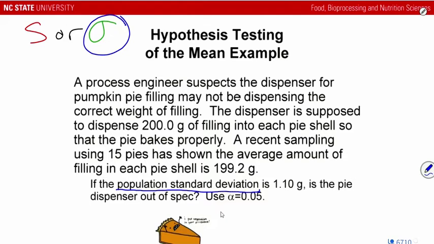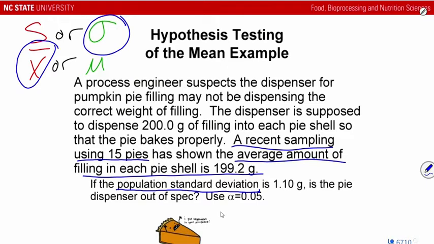Okay, so for that sample size of 15, are we talking about an average or the mu? Exactly. We have the X bar, because that says a recent sampling of 15 pies has shown that the average amount of filling in each pie is 199.2. So if you can look at these as clues, like, what do I have to work with? Yes, it does require critical thinking, and that's hard sometimes, but you're not going to get it without thinking about it.